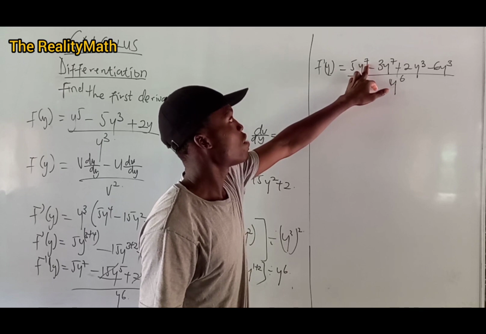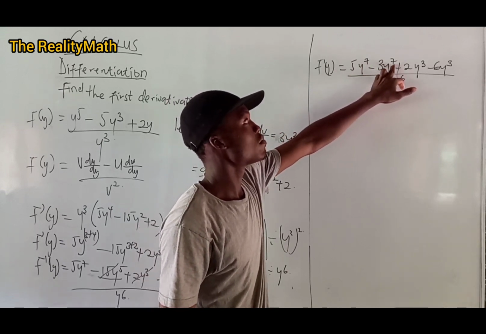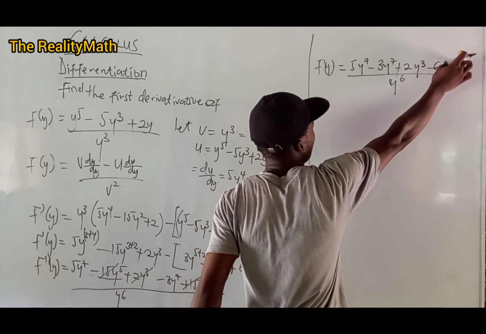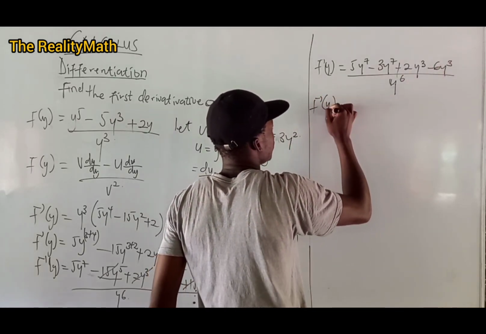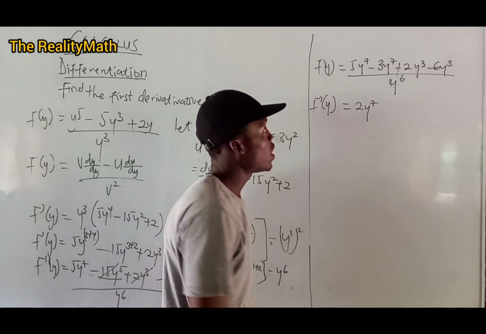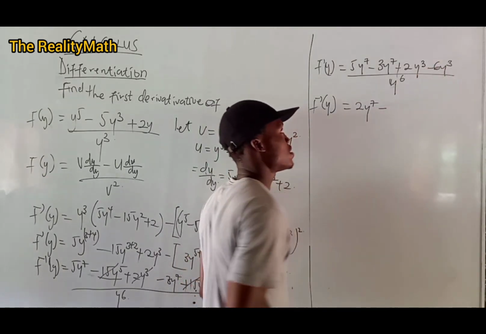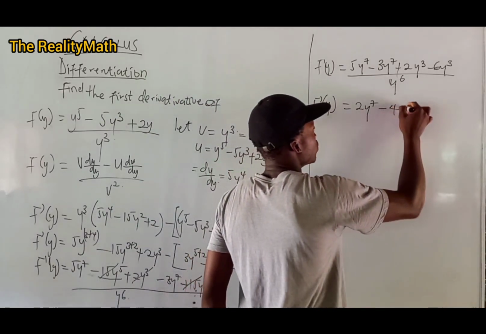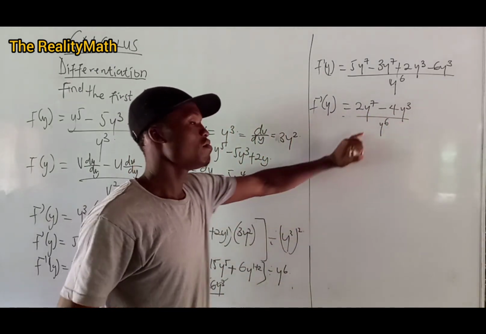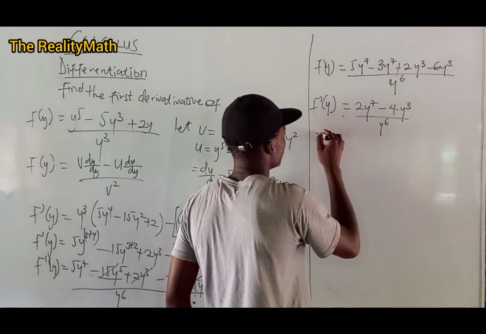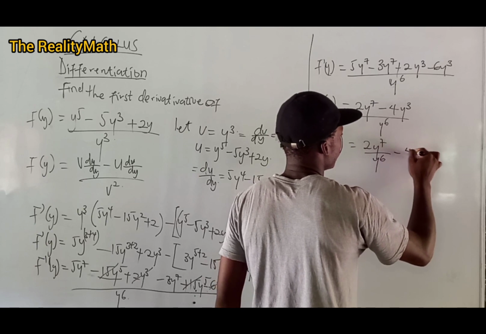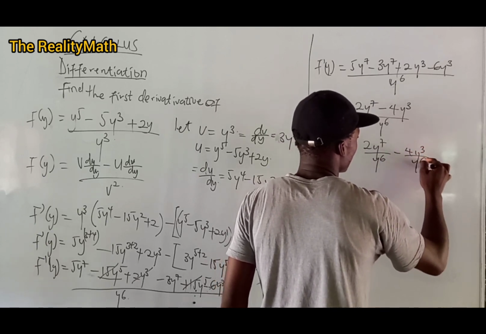These are like terms, 5y to the power 7 and then 3y to the power 7. So we can actually do something about that. And then 2y to the power 3 and then minus 6y to the power 3. So we have 5 minus 3, which is 2y to the power 7. And then we have minus 6 plus 2, which is minus 4y to the power 3, all divided by y to the power 6. Okay, this we can leave it like this, we can still simplify. So what do we have? We have 2y to the power 7, all over y to the power 6, minus 4y to the power 3, all over y to the power 6.